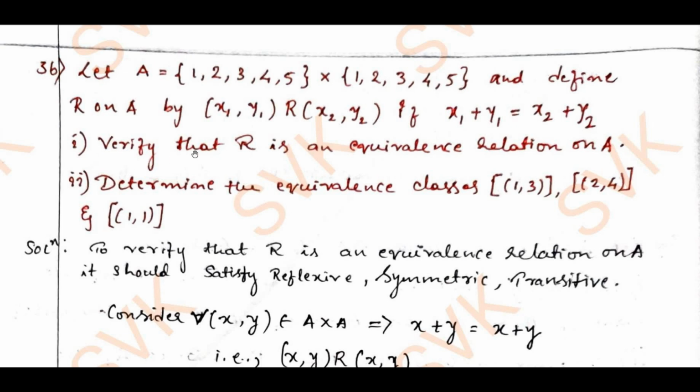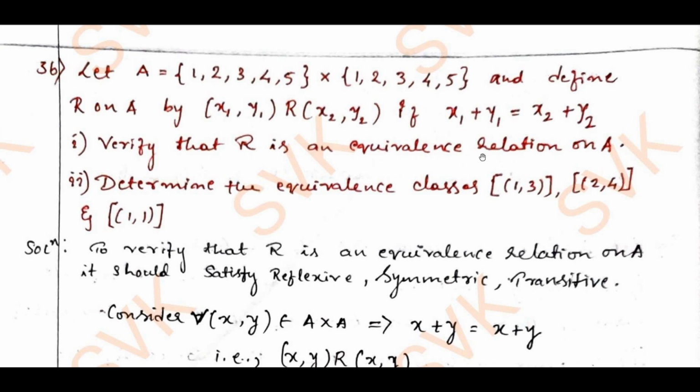Now the first question is to verify that R is an equivalence relation on A. Then determine the equivalence classes of (1, 3), (2, 4) and (1, 1). We need to find the equivalence class of (1, 3), (2, 4), (1, 1). So let us first verify whether the given relation is an equivalence relation or not.